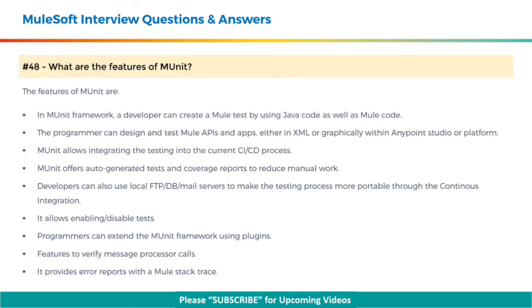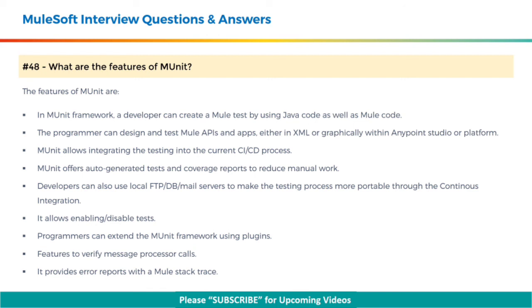Next, what are the features of MUnit? The features of MUnit are as follows. In the MUnit framework, a developer can create a Mule test by using Java code as well as Mule code. The programmer can design and test Mule APIs and apps, either in XML or graphically within Anypoint Studio or platform. MUnit allows integrating the testing into the current CI/CD process. MUnit offers auto-generated tests and coverage reports to reduce manual work.